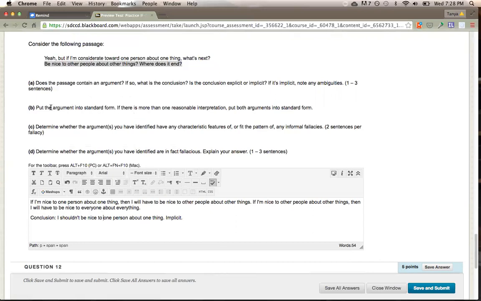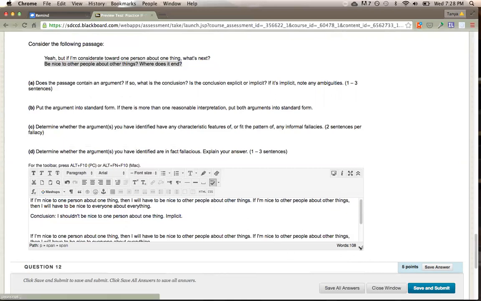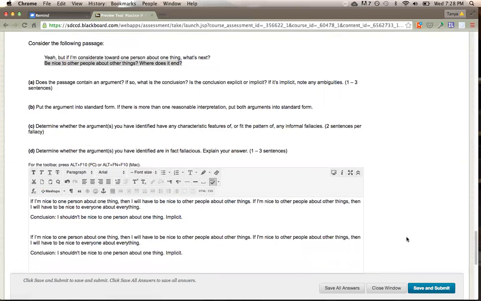Oftentimes when the conclusion is implicit, there's more than one option, in which case you might explore both options, but this case seems to be pretty clear what the conclusion is. We could put it in standard form, but what the heck, let's do it. Put it in standard form. Since we've already started clarifying the passage, it's not too hard. We've got most of the stuff in here.